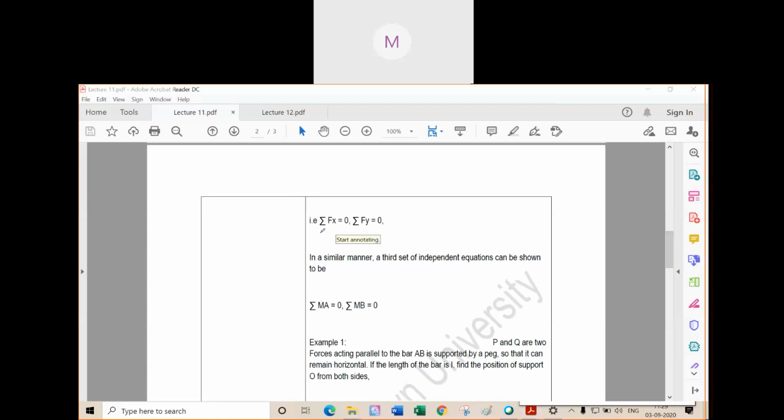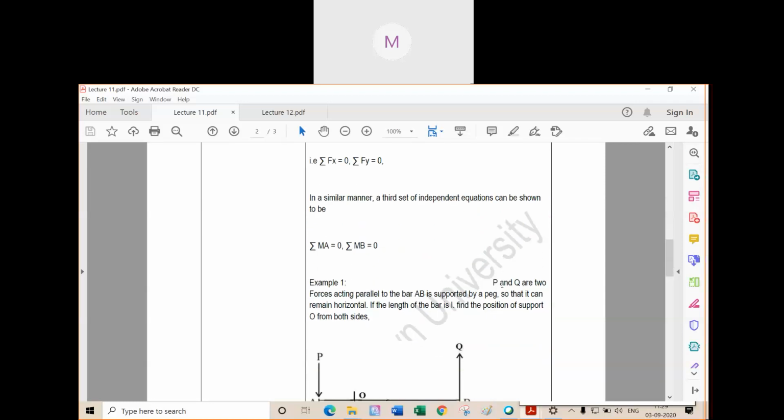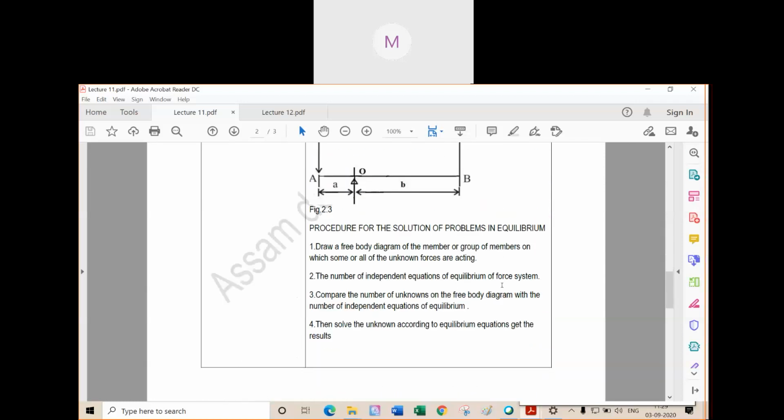Suppose f of x is 0, f of y is 0. Then in similar manner, another set of independent equations. If the moment ma you can write in this manner. That means moment about A, moment about B. So these two moments are equal to 0. Then also you can say that this is in equilibrium. Okay, got it?